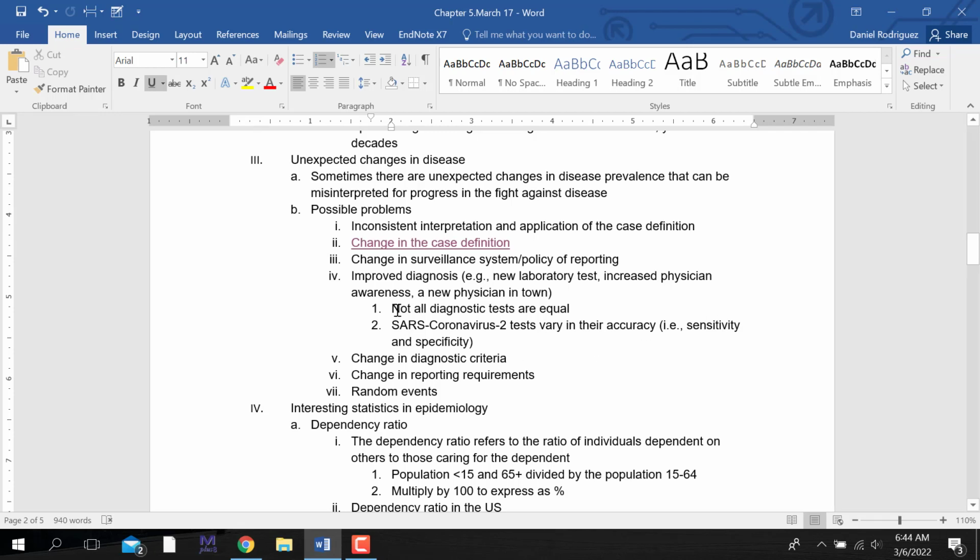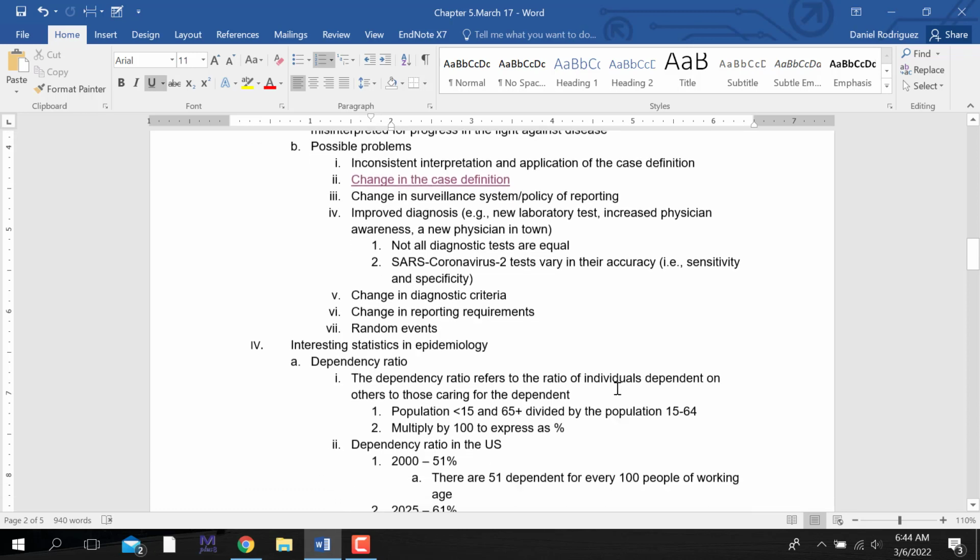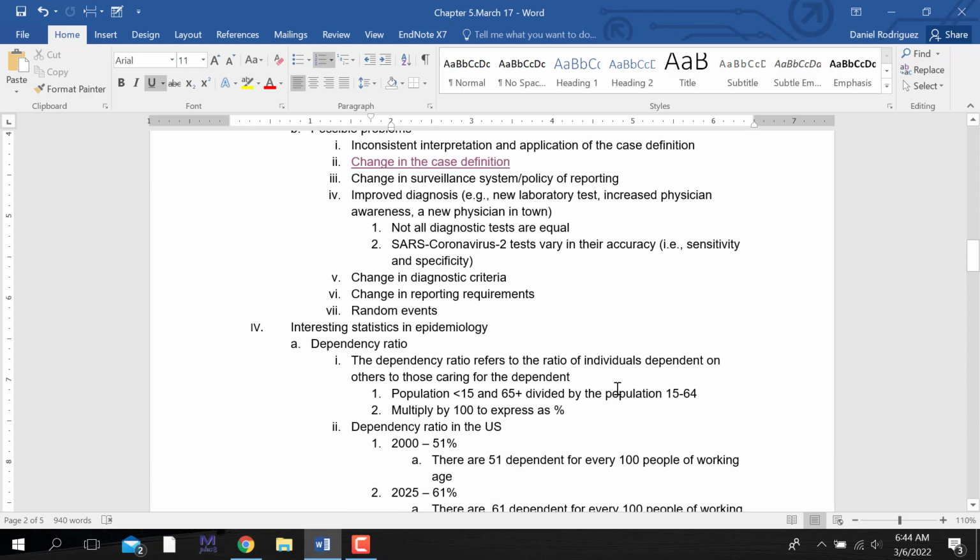But another issue that we'll talk about much later is the efficacy of diagnostic tools. So not all of them are equal. Even though when somebody reports that they tested positive, we just assume that they're positive, that's actually not the case. We'll talk about that later when we discuss sensitivity, specificity, and positive predictive value.